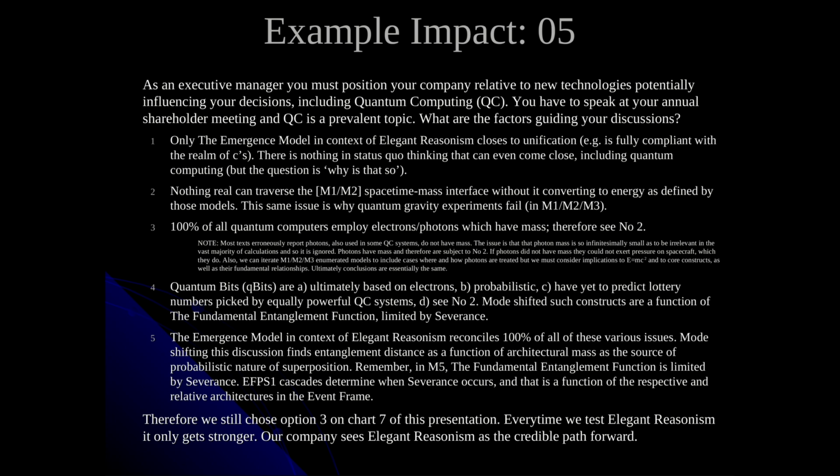The fundamental point here, finally down this stack, is that the emergence model in context of elegant reasonism will reconcile those various issues. Mode shifting those discussions finds that entanglement distance as a function of architectural mass is the source of the probabilistic nature of superposition. Remember that in M5, the fundamental entanglement function is limited by severance. EFPS1 cascades determine when severance occurs, and that is a function of the respective and relative architectures in the event frame.